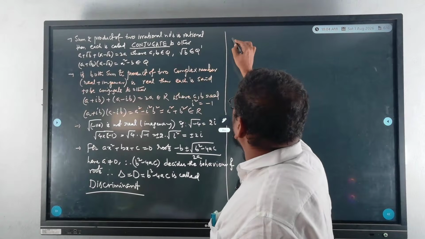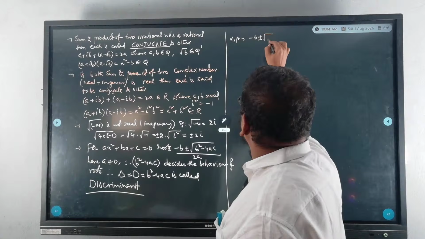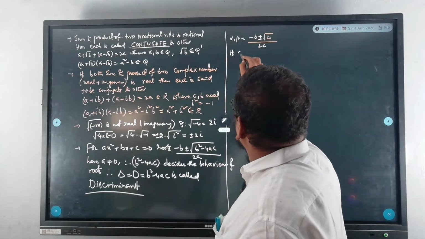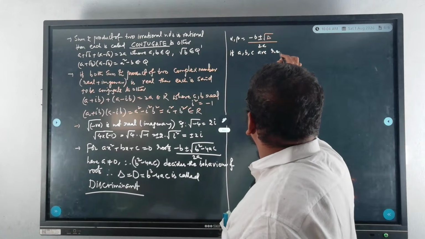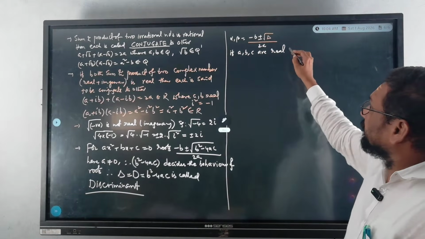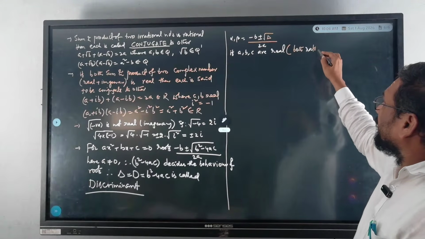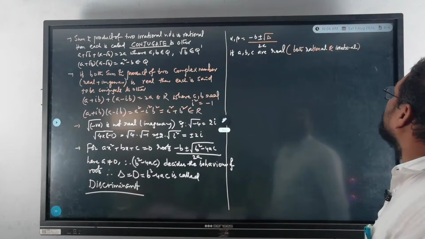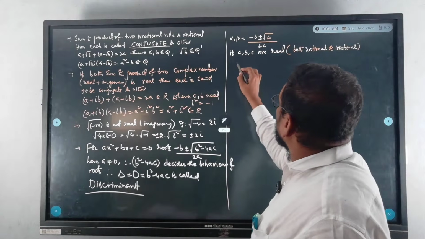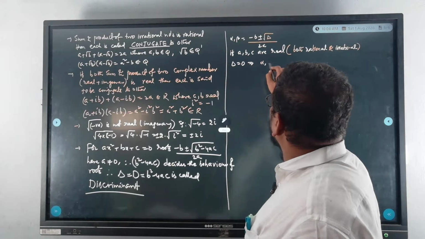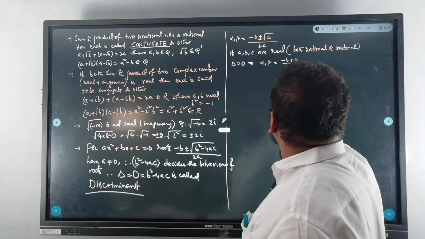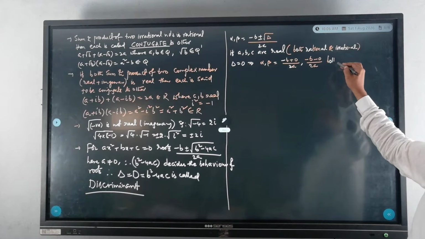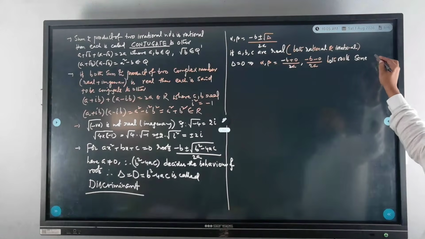So alpha, beta is equal to minus b plus or minus root delta by 2a. If a, b, c are real, meaning the coefficients can be anything, rational or irrational. Now suppose we take delta equal to 0. Then alpha, beta is equal to minus b plus 0 by 2a and minus b minus 0 by 2a. So both roots are the same, or equal.